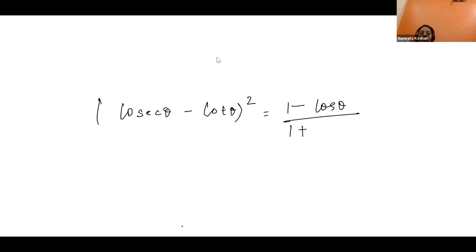Do this one. Last day we were discussing this question. Do this now. We have to show that the left side is equal to the right side.